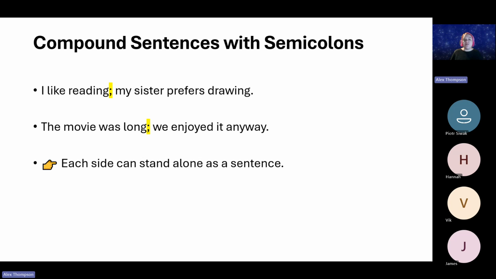The movie was long, but we enjoyed it anyway. Or the movie was long, and you just pause. If you're reading out loud and you come across a semicolon, it's like a comma. You can see it's got a comma in it. You just take half a beat. It's a pause. The movie was long, we enjoyed it anyway. So each one of these, if you look at the two parts of the sentences, they are simple, they make sense. The only difference is these are two glued together to make a compound.